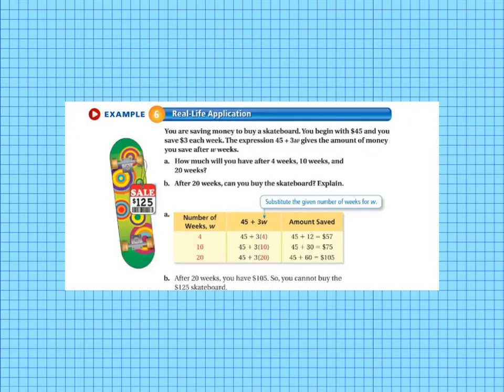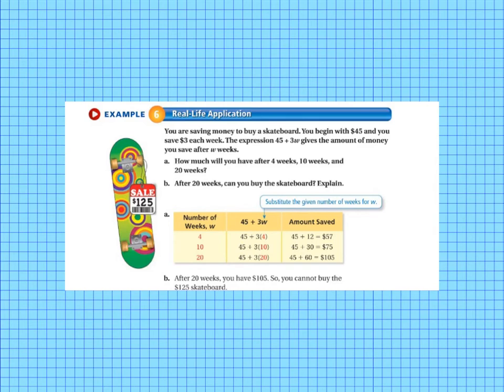All right, we are on example 6, our real-life application. You are saving money to buy a skateboard. You begin with $45. And you save $3 each week. So the expression 45 plus 3W gives the amount of money you save after W weeks. So W stands for the number of weeks that you've saved money.